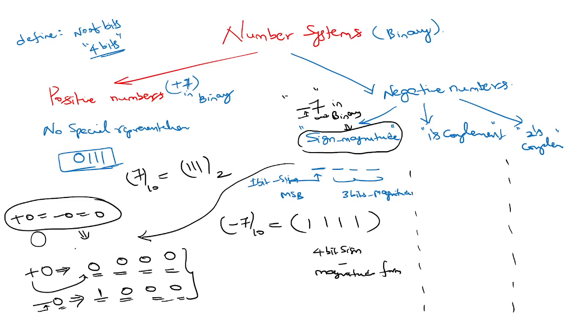But the 0 has two different representations. This is the problem. The same number has two different representations, which is very much confusing when it comes to computation and all those things, right? So they are not a fairly acceptable system.